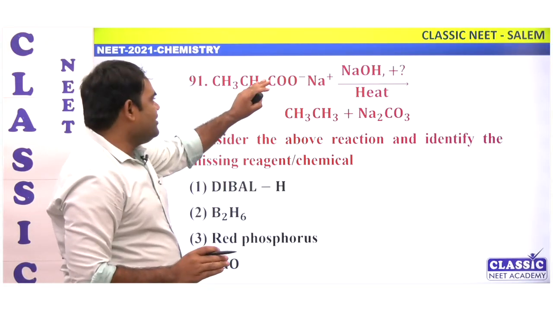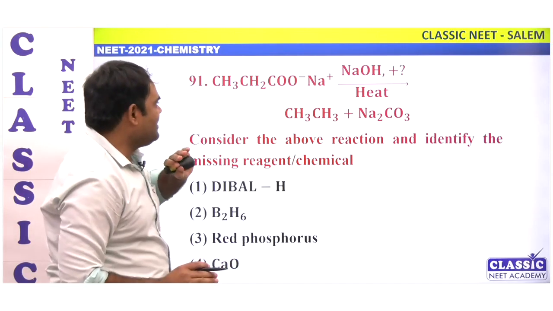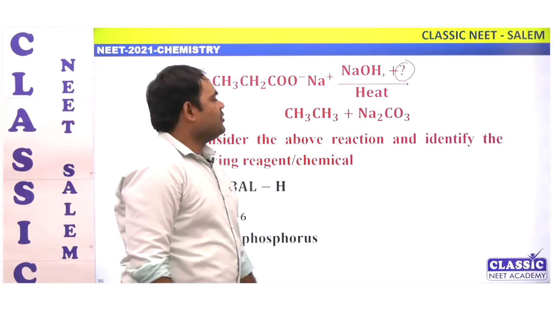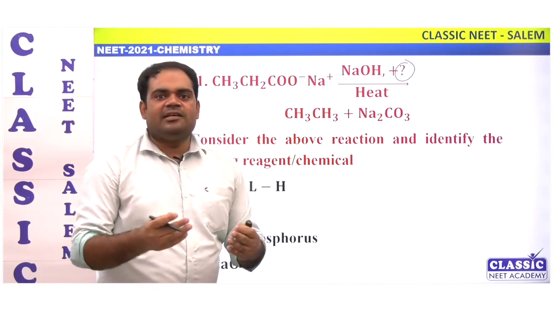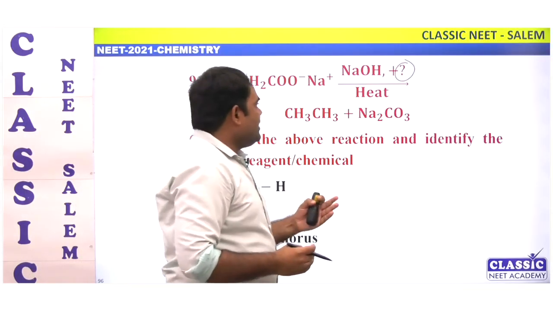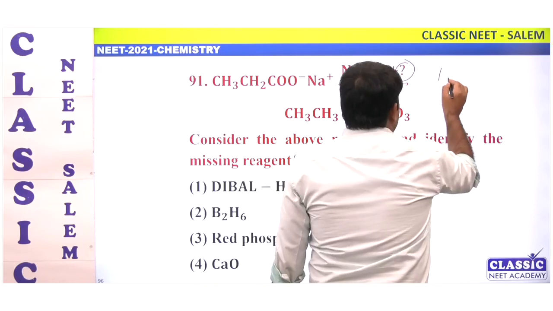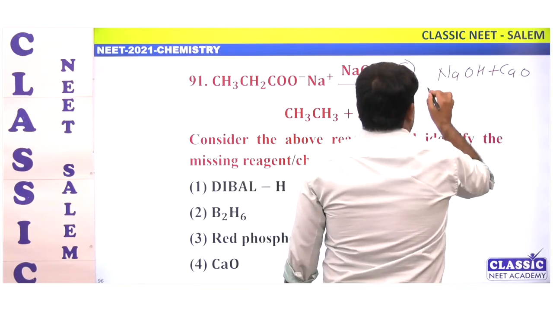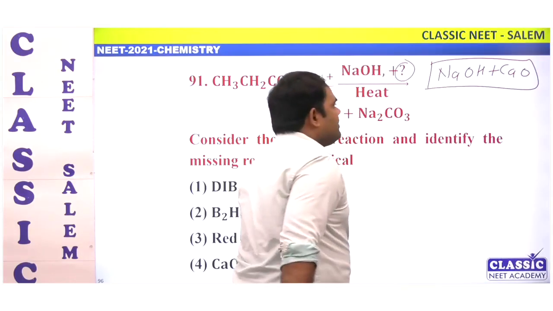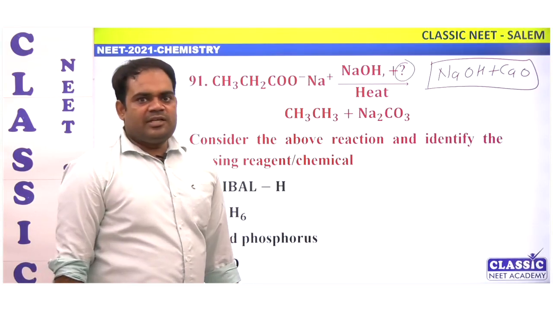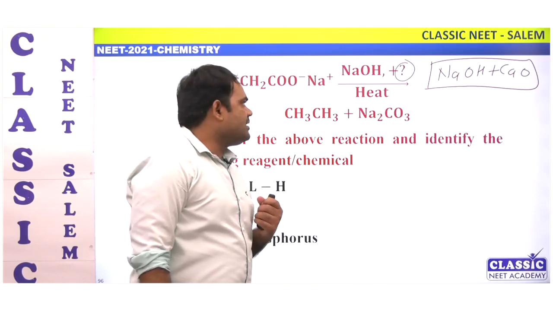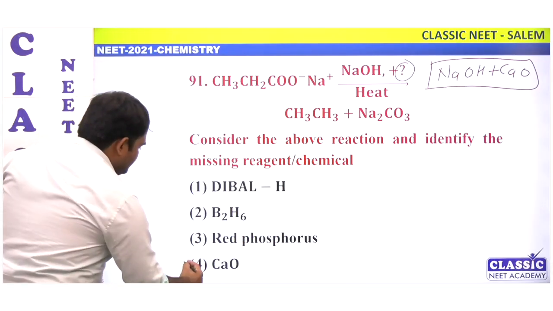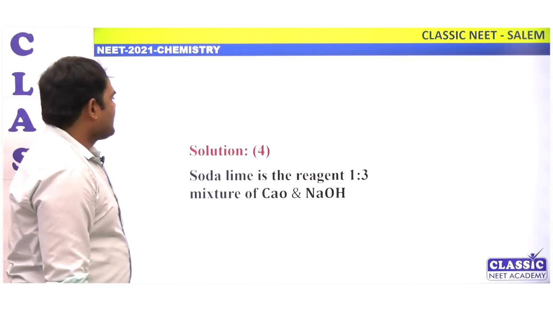This thing is given, and he is asking which one is the correct answer. So just by seeing, you can say that he is telling which one is present in that case. So by seeing you can say that it is the decarboxylation reaction. In that decarboxylation reaction, what are we using? Sodium hydroxide and calcium oxide. Sodium hydroxide and calcium oxide we are using in a decarboxylation reaction. So which one is the correct answer? Calcium oxide. So fourth one is our correct answer.